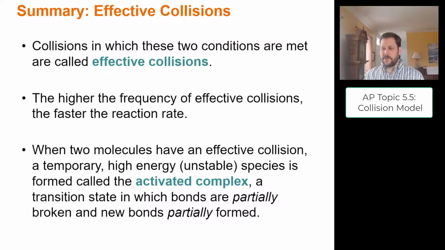We also want to introduce another important term here called the activated complex. When two molecules do have an effective collision, then you'll form this high energy or very unstable species that's a transition state between reactants and products. And in that transition state, the bonds in the reactants are not completely broken, but the bonds in the products have not yet completely been formed.